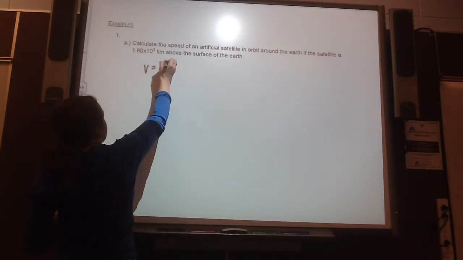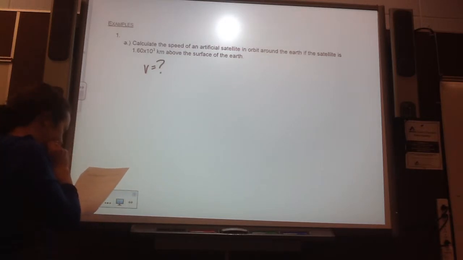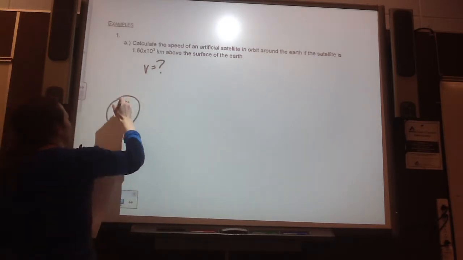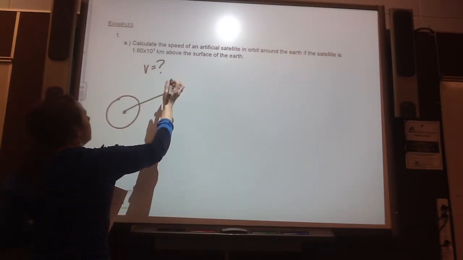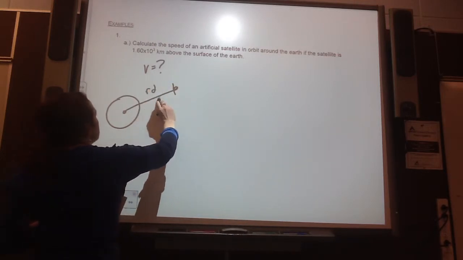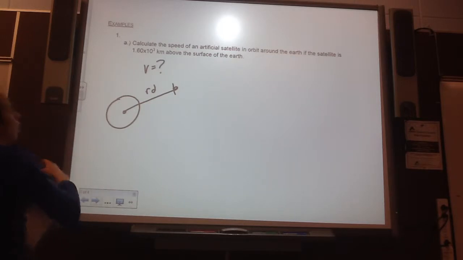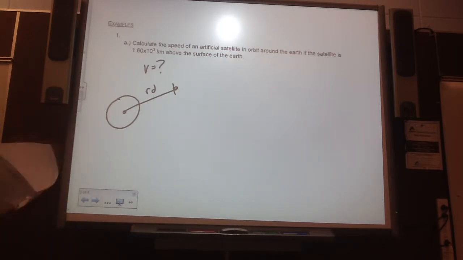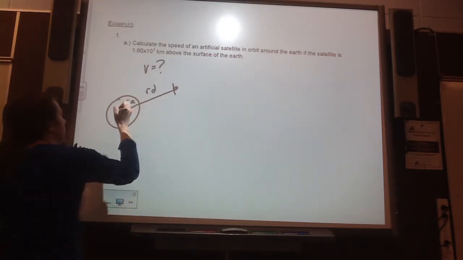So we are trying to find V. That's our question mark. Now, if I was to draw a diagram, it's saying that this satellite is this much distance away. Well, I need my orbital radius. So I need to include RE.